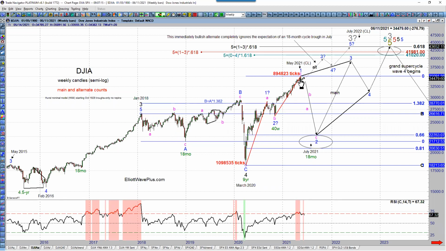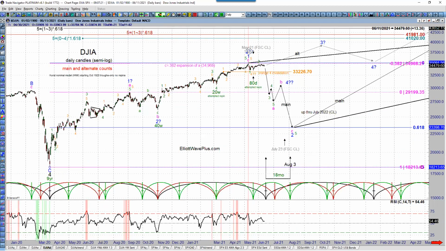Why would I even suggest that maybe the wave 3 top was occurring here now? As we move into the daily chart, there you can see the potential of a 1, 2, and a short wave 3 and a wave 4. And the reason I would suggest that is because there's an 18-month cycle trough due in late July, early August in virtually everything. Been talking about this a long time.